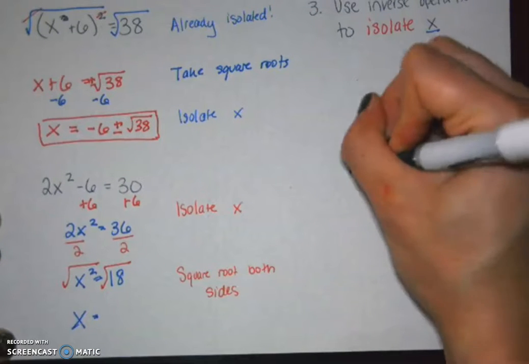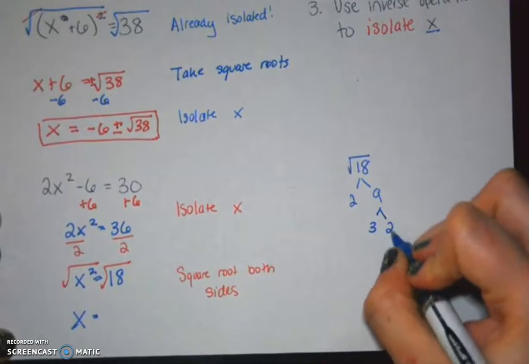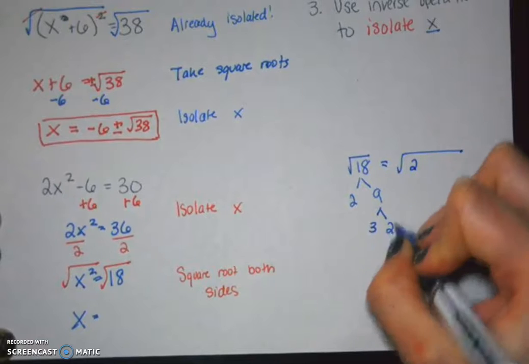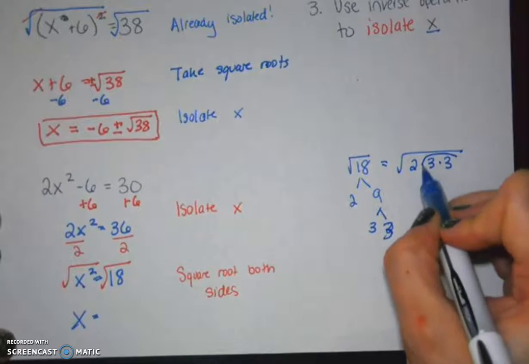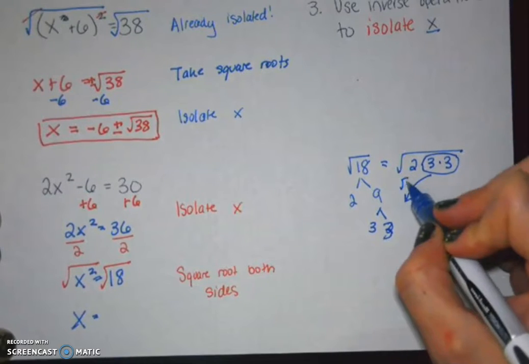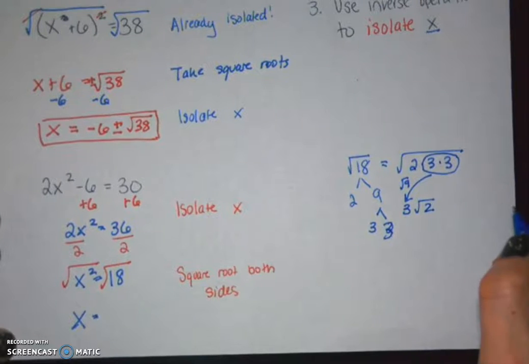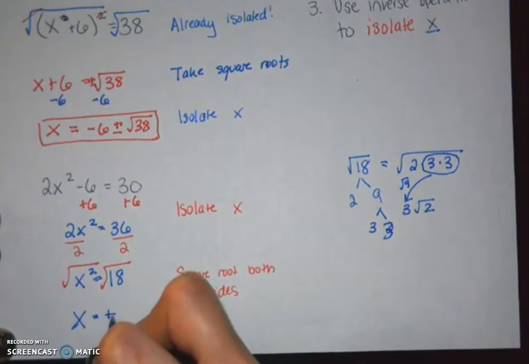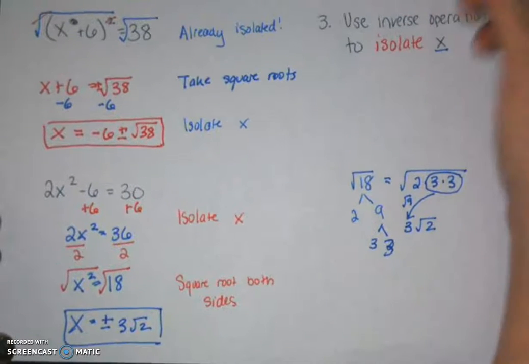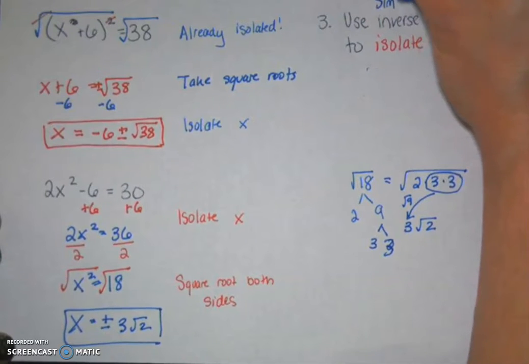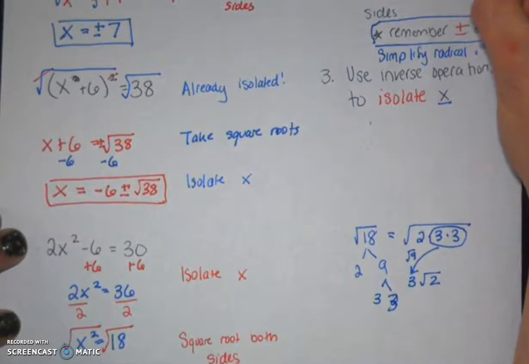So I know the square root of 18, that is 2 times 9, which is 3 times 3. So that gives me, oh, that's supposed to be a 3. 2 times 3 times 3. I see this pair. 3 times 3 is 9, so that's the square root of 9, which is 3 radical 2. So x is going to equal plus or minus 3 root 2. So you notice that in this case, we had to simplify the radical if possible.